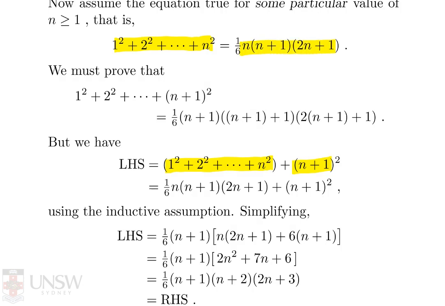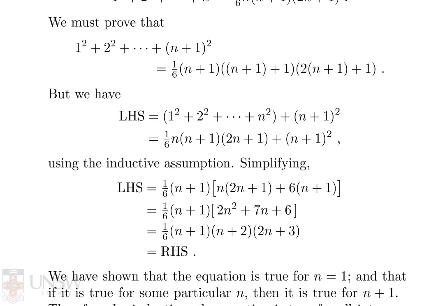And so therefore, when I have 1 squared plus 2 squared plus n squared further down, I can just substitute this left-hand side into there. So this 1 squared plus 2 squared, etc. plus n squared becomes 1/6 n, n plus 1, 2n plus 1, and I've still got the plus n plus 1 squared. And we have to prove that that equals the right-hand side here.